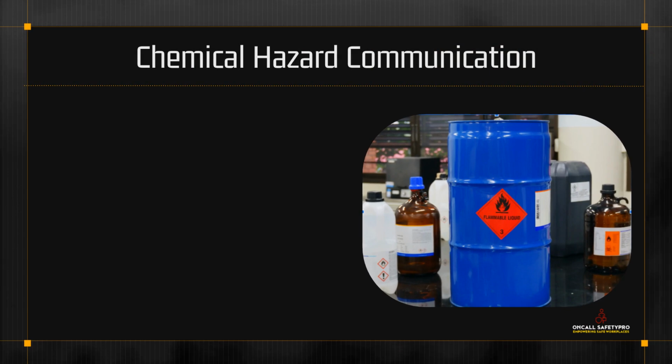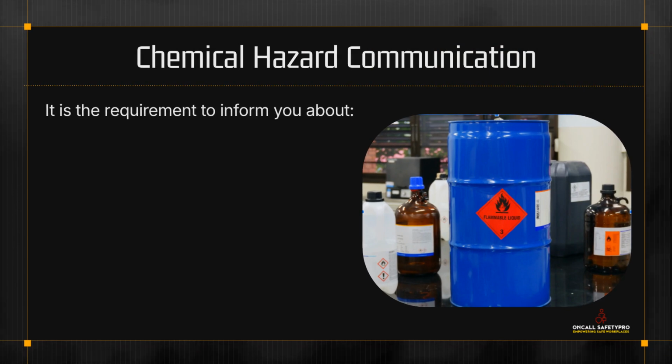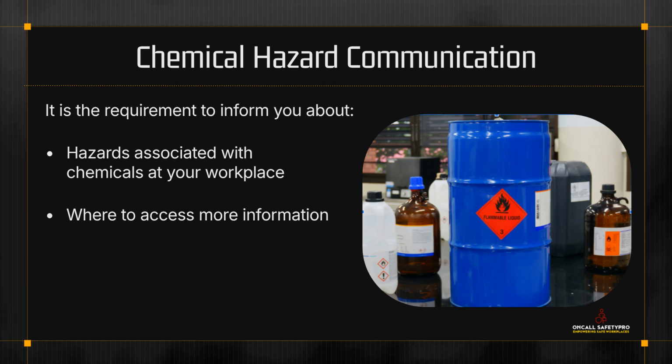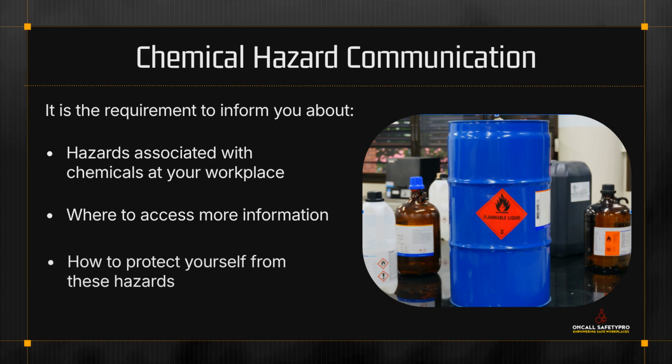Chemical hazard communication is about ensuring you're informed and protected when working with hazardous chemicals. You need to know what chemicals you're handling and the dangers they pose. It also includes knowing where to find more information, like safety data sheets and chemical labels. And most importantly, how to stay safe by using PPE and proper procedures.